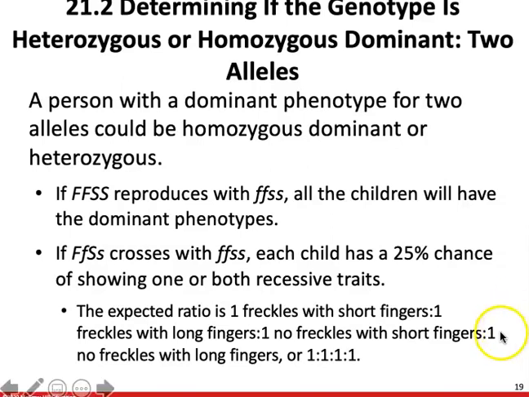So a person with a dominant phenotype for 2 alleles could be homozygous dominant or heterozygous. But if an individual who is homozygous dominant reproduces with a homozygous recessive, all of the children are going to be completely dominant. If the individual is heterozygous, they're still going to show the dominant phenotype. So whether we are homozygous dominant or heterozygous, we're going to still see the dominant phenotype. However, when they reproduce with an individual who is homozygous recessive, each child will have a 25% chance of showing one or both of those recessive traits.